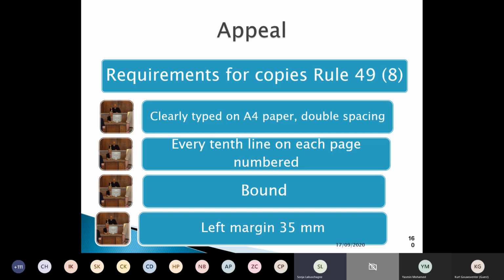You see now here we are, again, with our requirements. Clear type, four paper, double spacing. Every 10th line on each page is numbered. That's just a new requirement, so you actually have to count them. It's very exciting. They need to be bound, easiest for them to turn. And again, you have your margin of 3.5. So you see where your margin comes from, because if you bind it, there must be enough space for binding and for you to read. You don't want to cut off your sentences.